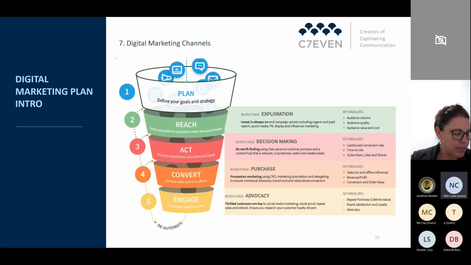So the next stage is the convert stage, which is step 4 with the orange. And this is where we want to achieve sales online or offline. And this is actually the physical purchase point. So at this point, we want to be using persuasive marketing. We want to be potentially using marketing automation or perhaps even retargeting. We want to be really pushing brand trust and value that drives conversion.